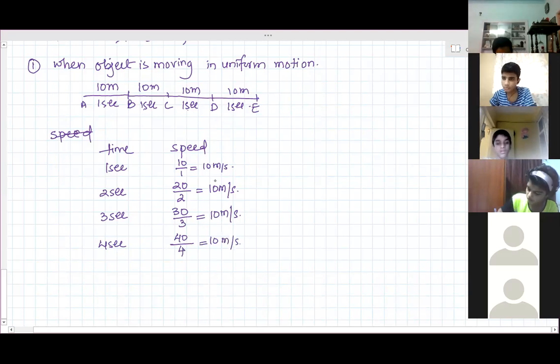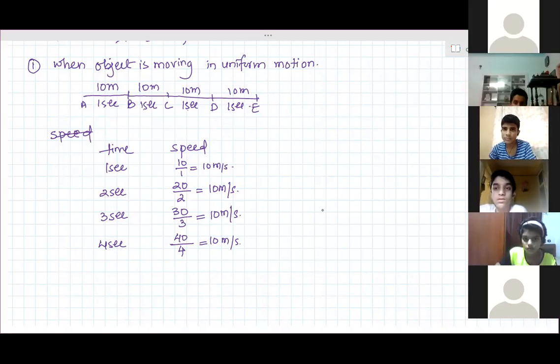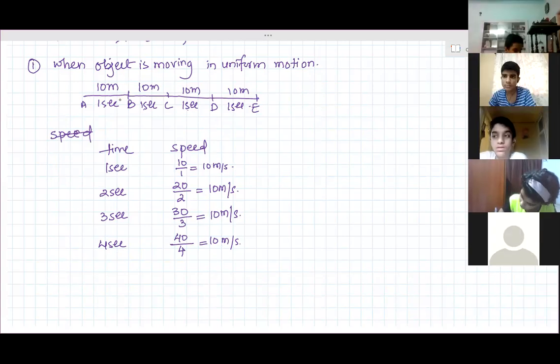Clear? So every time speed remains constant. The time is increasing, 1 second, 2 seconds, 3 seconds, 4 seconds, but the speed is not changing. So when we plot these points on a graph, what will we get?